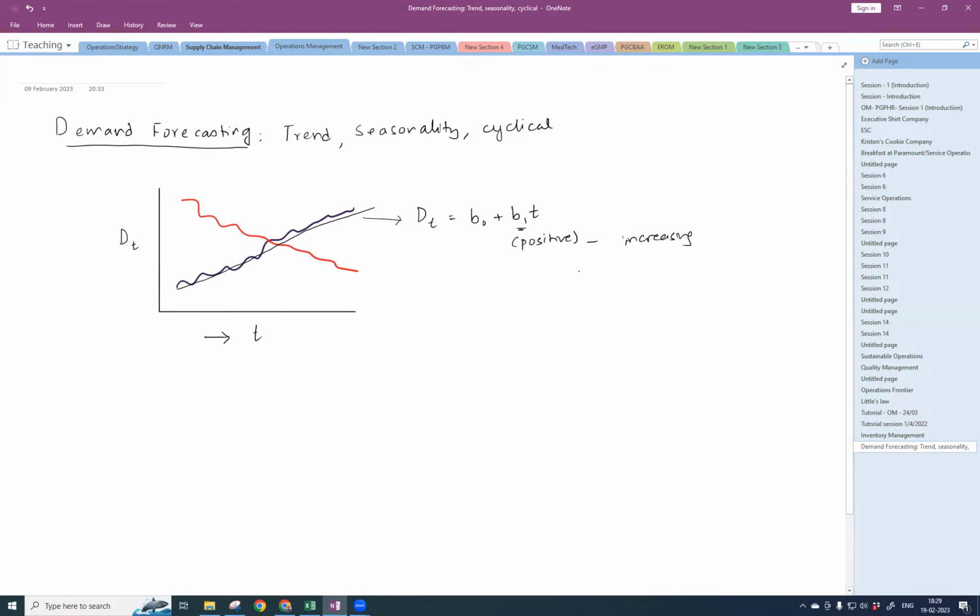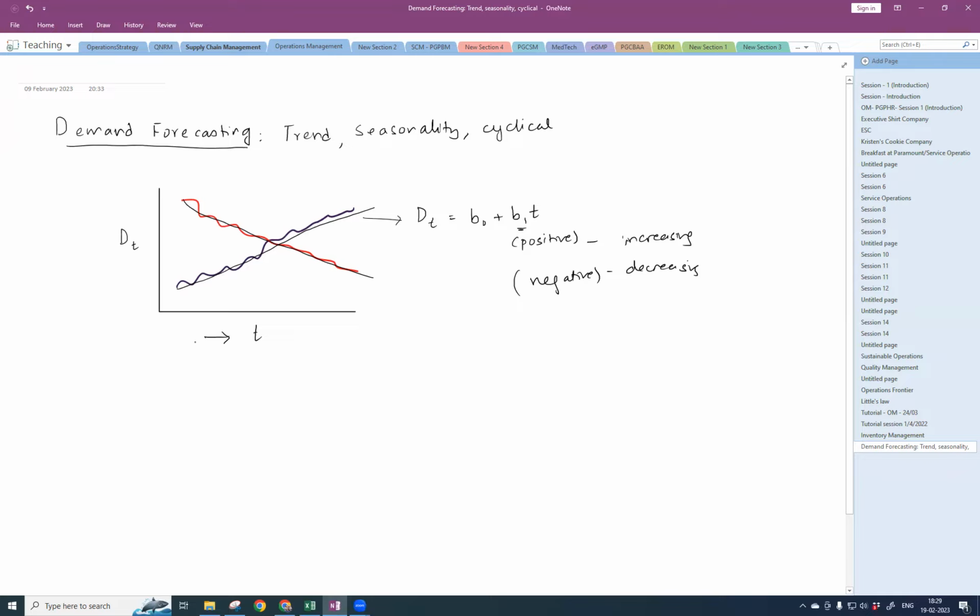And for a decreasing trend, this will be negative, right? So this is the concept. In the same way, if you're fitting a line for this negative slope or decreasing trend, this is how it will look, a downward sloping line, right? So whenever you are trying to use regression to identify the trend component, this is how it looks.